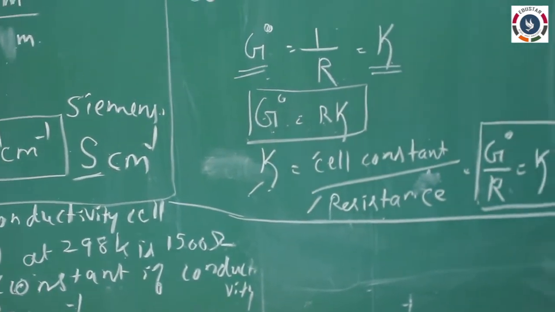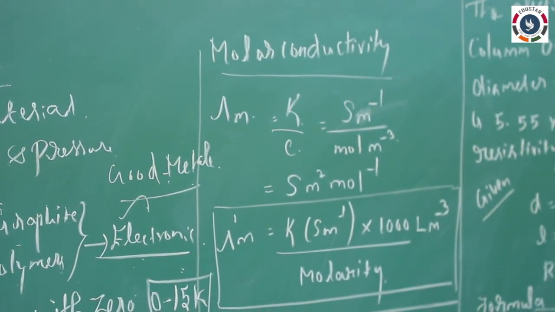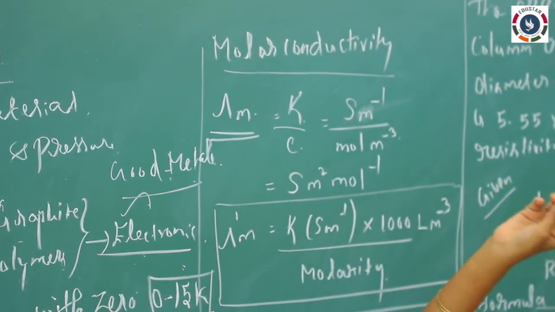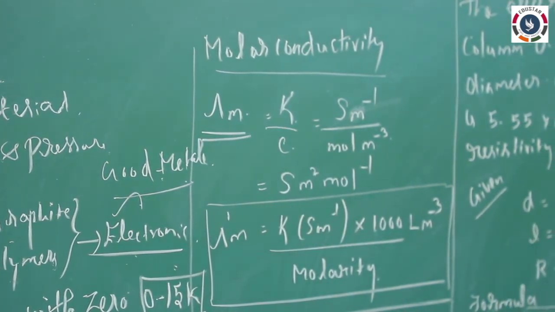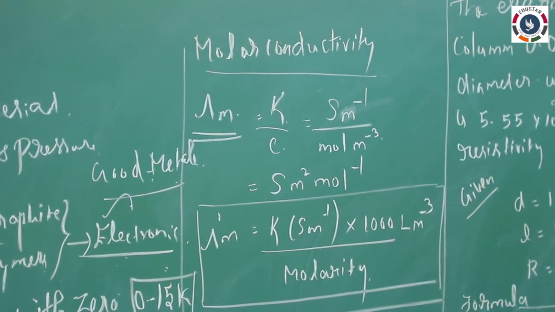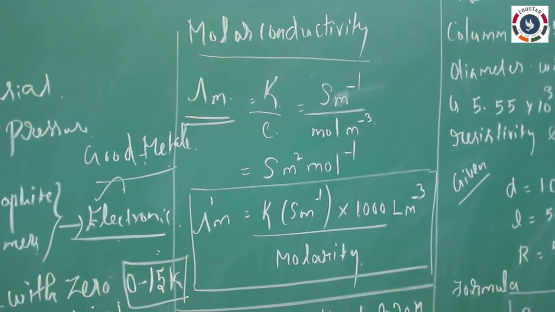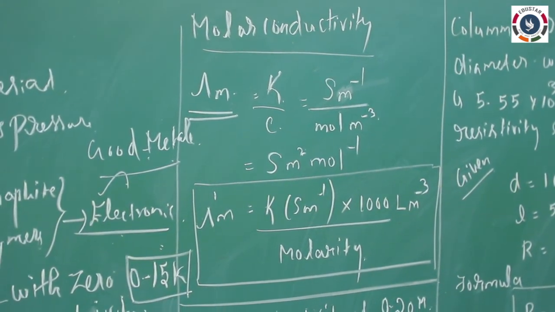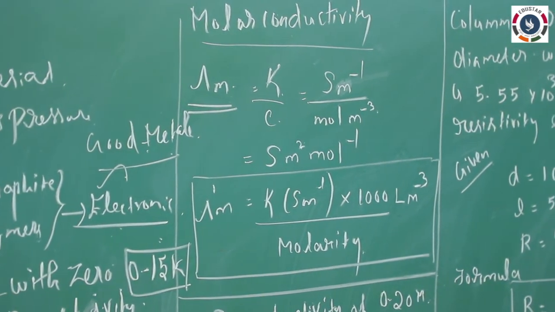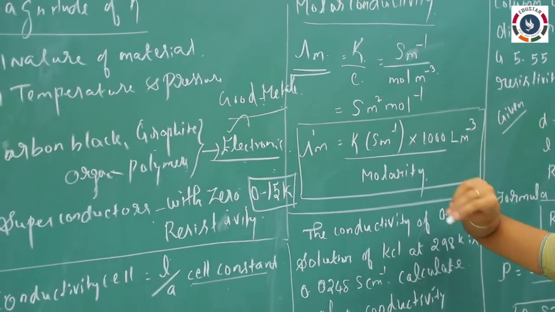Now, moving to the molar conductivity. What is this molar conductivity? Actually, this is the symbol for the molar conductivity. We said conductance of an electrolyte just depends upon the nature of the electrolyte. That does not sound good. We should have a unanimous quantity to measure the conductance of an electrolyte. In order to set this, we find out the molar conductivity.